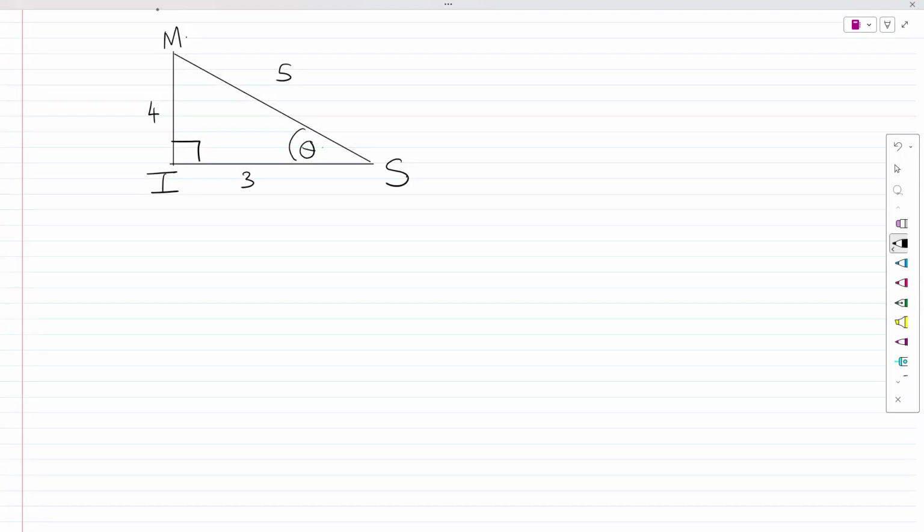Okay. Mia, you help me with this? Mia, in terms of theta, which would be opposite? Okay, Mia. 4 is opposite, 5 is hypotenuse, and 3 is what's the other one? Adjacent.